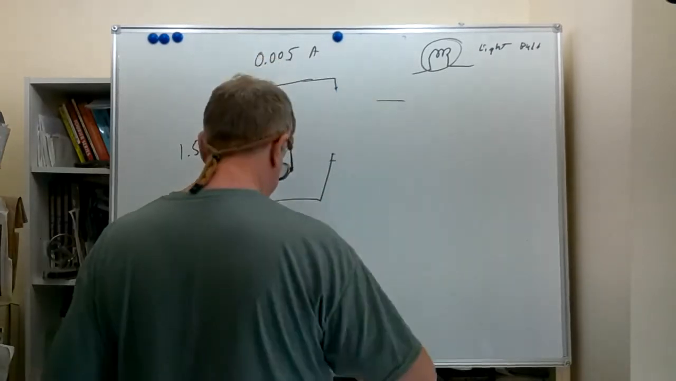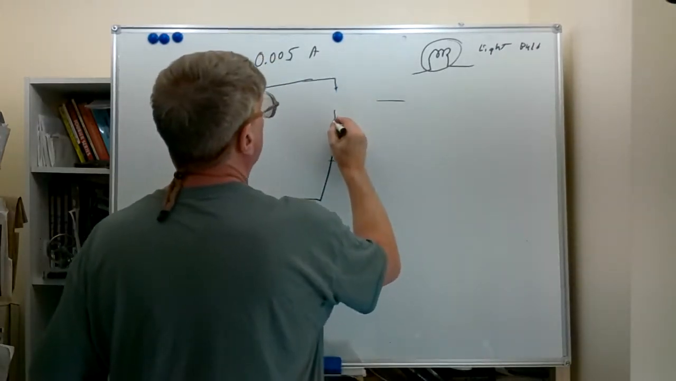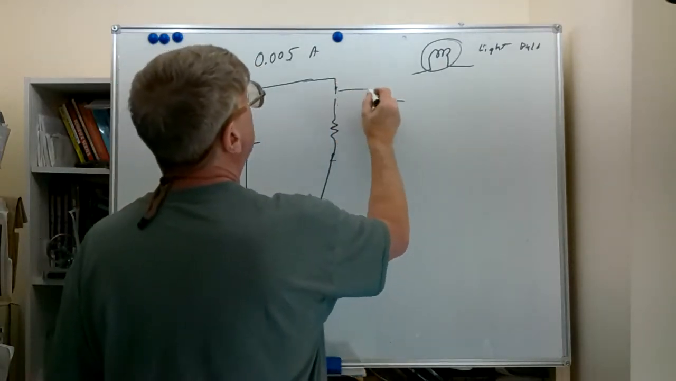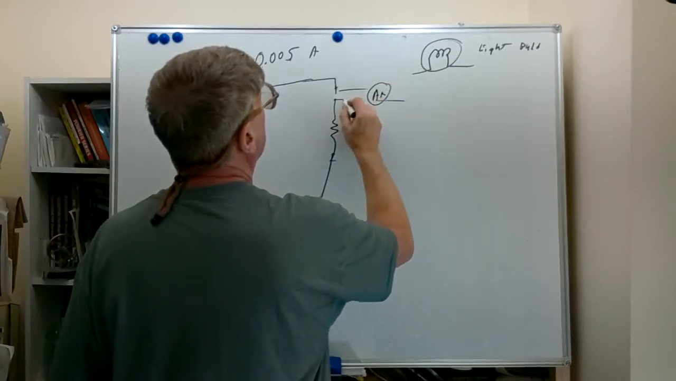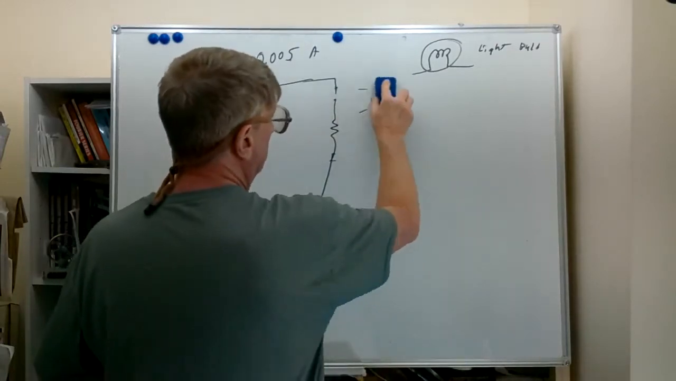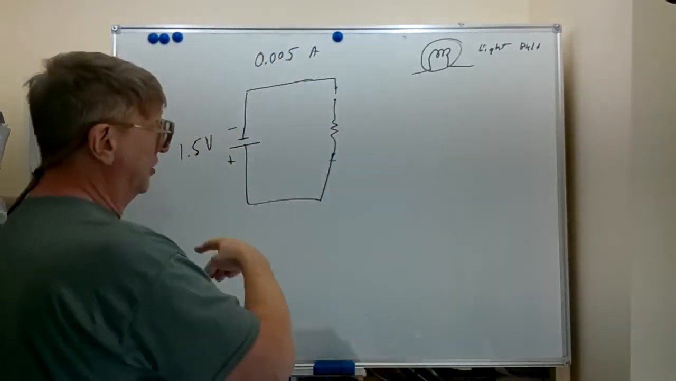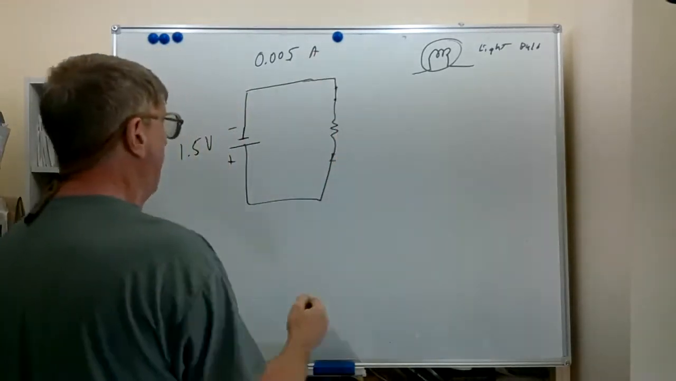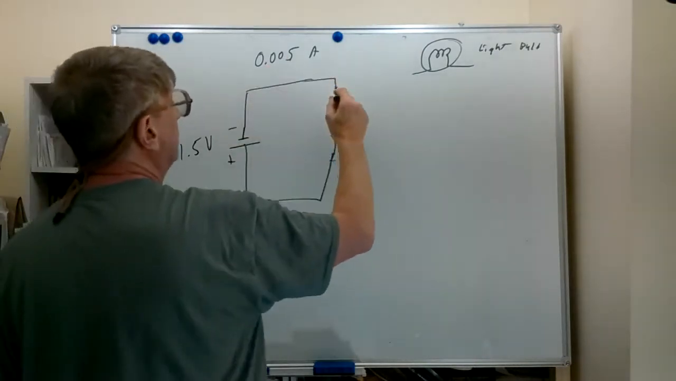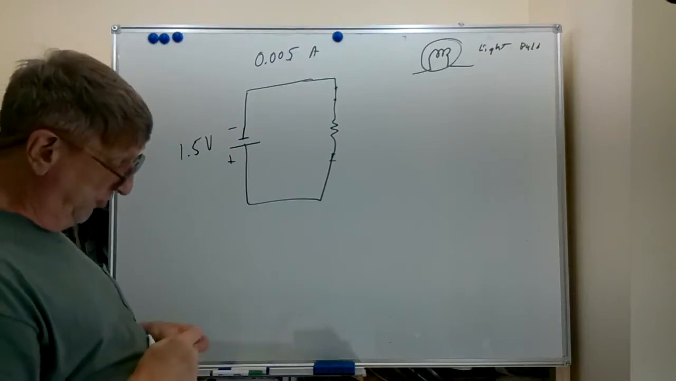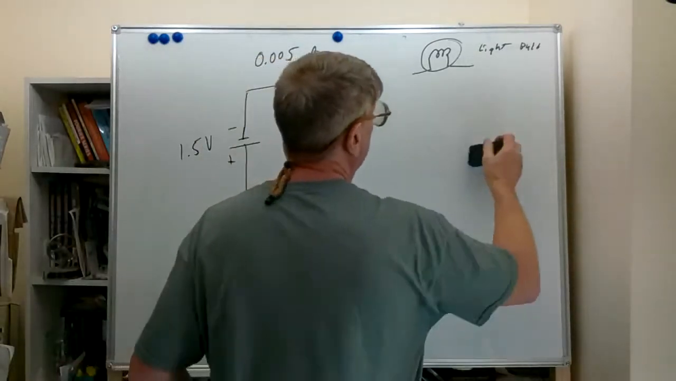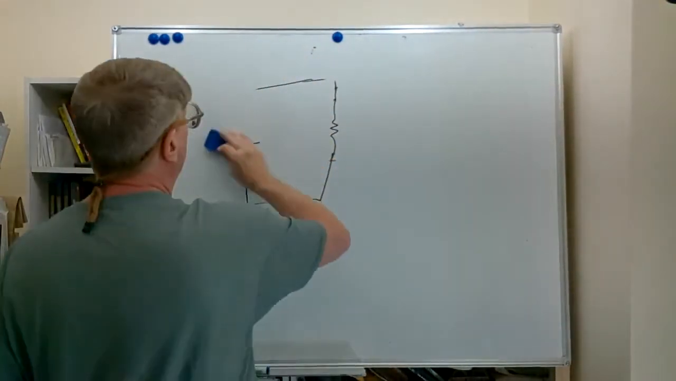And by the same token, when we removed our amp meter, if we take it out of here, current no longer flows. So we need to have a complete path for charge carriers to get from one side of the voltage source all the way back to the other side of the voltage source in order to have actual current flow. Erase all this.